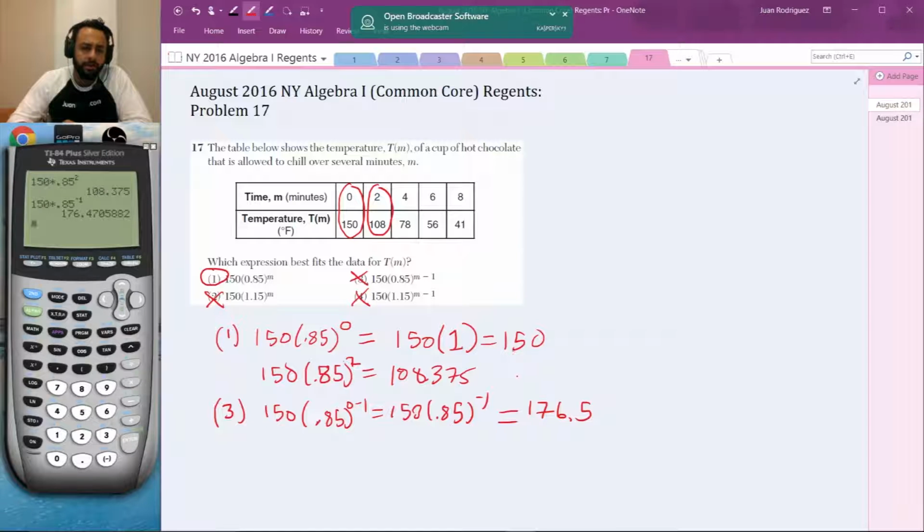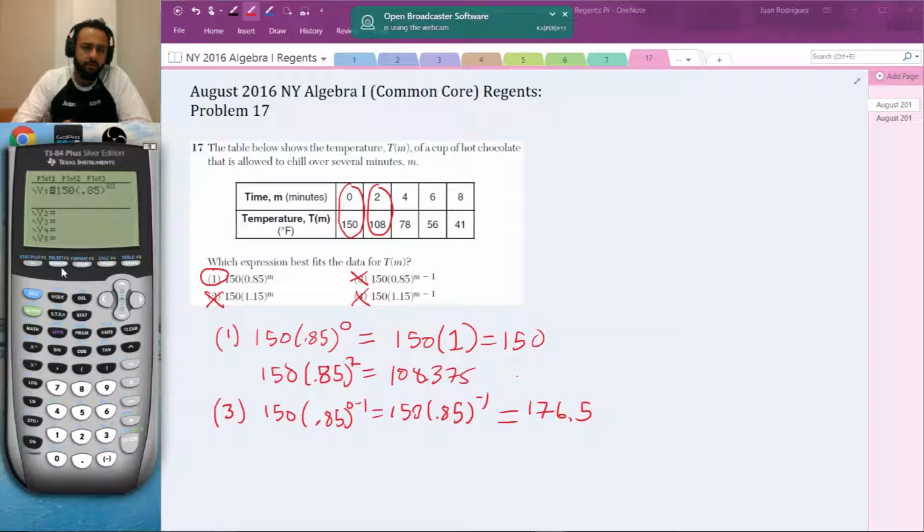Now, this is just how to do it on paper, but I just want to establish for you real quick that you can definitely get this data on the calculator. You can let the calculator evaluate it for you on its own. You don't have to plug in all the numbers every time. So 0.85 to the power of M, or X in this case.